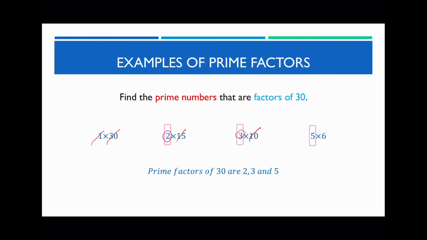So just lastly, write down a statement. The prime factors of 30 are 2, 3, and 5.